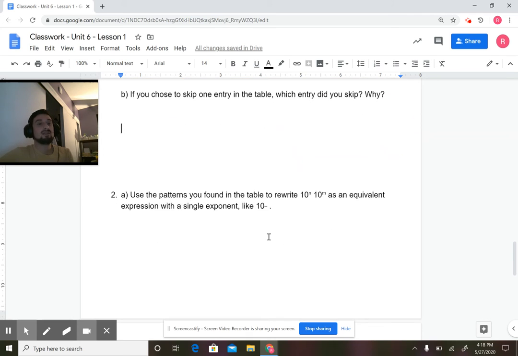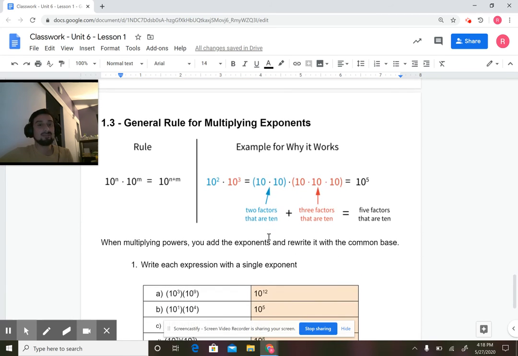Okay. So now going to the next one, you can see here, the pattern is when multiplying powers, you add the exponents and rewrite it with the common base. And so, for example, if you have 10 squared times 10 to the 3rd, 2 plus 3 is the same as 10 to the 5th. Okay. So you have 10 to the n times 10 to the m equals 10 to the n plus m.